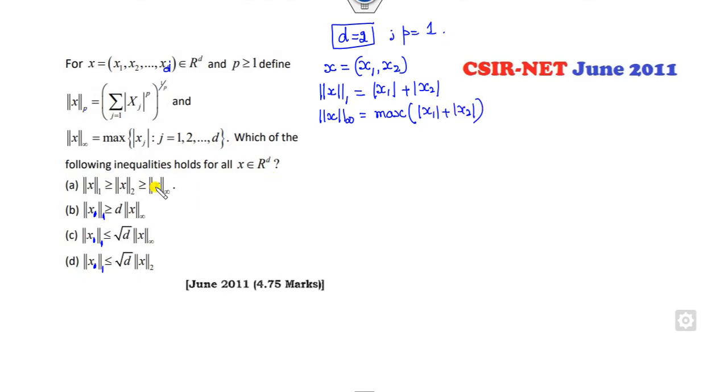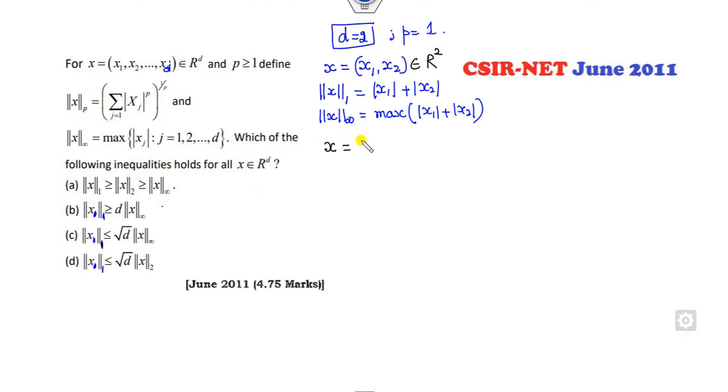Fine. Then which of the following inequalities hold for this? Okay, so firstly I can choose 1 and infinity. I can check about here. Choose any pair of this. It's a part of R squared. Choose any value from this pair.